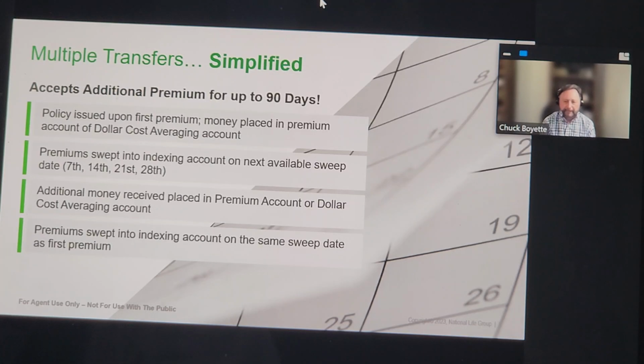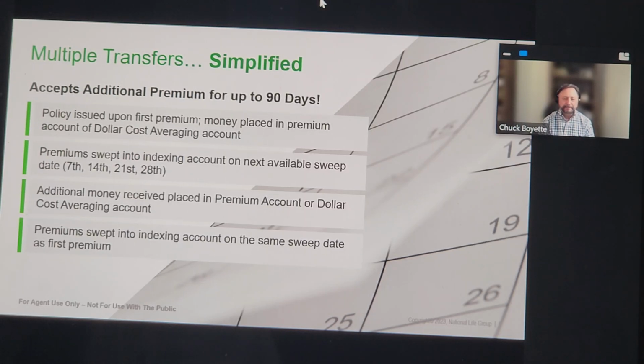Again, we do allow for 90 days for all premiums to be in, so it does allow for multiple transfers to go into your single premium deferred annuities with National Life, because timing can be different as you deal with different companies. So we allow up to 90 days to get those funds in.